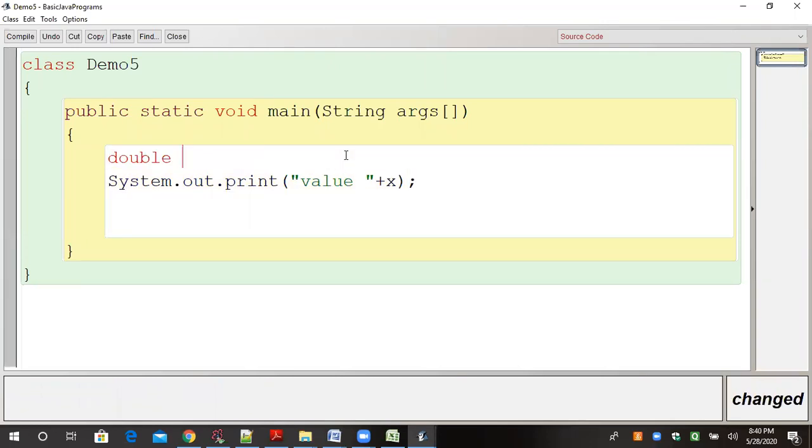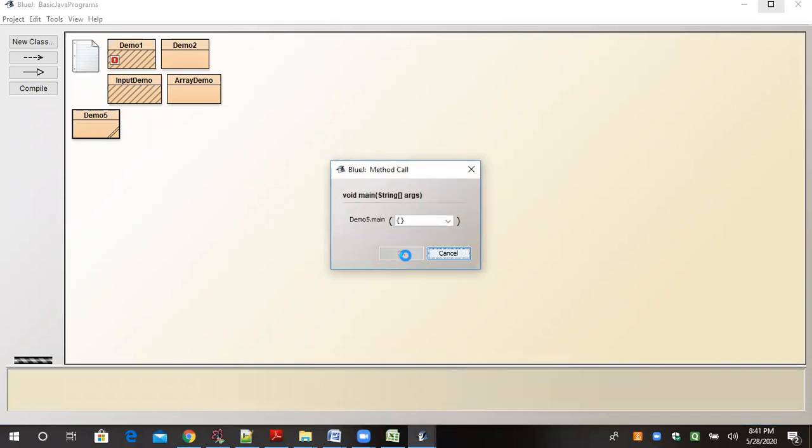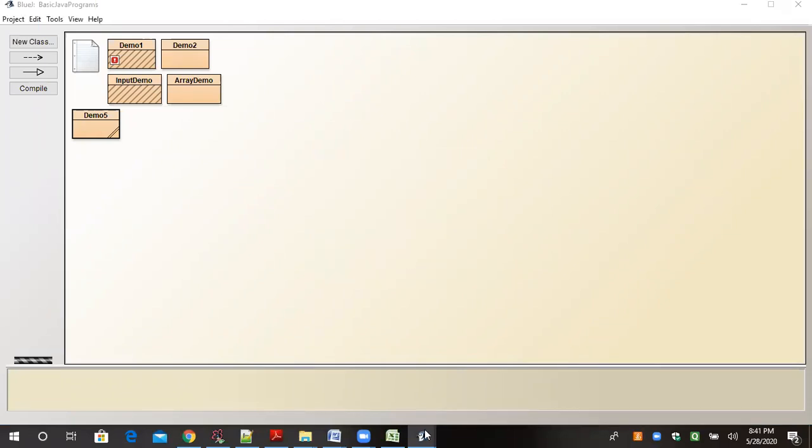Is it right or wrong? Sir, as per discussion, all fractional values are by default treated as double, and you are storing in a double. There is no problem. Absolutely correct. Compilation, and I am executing this code. You can see the output is there. This is the output screen. All right. No problem.